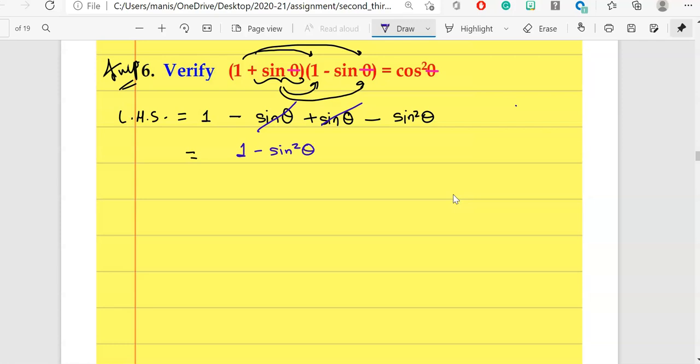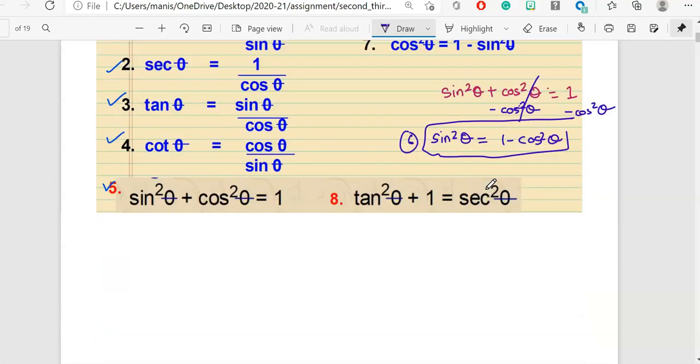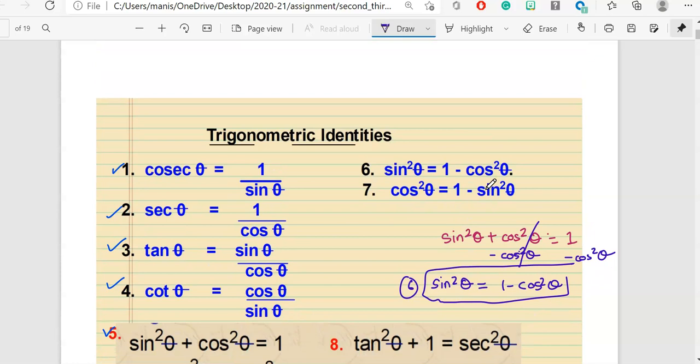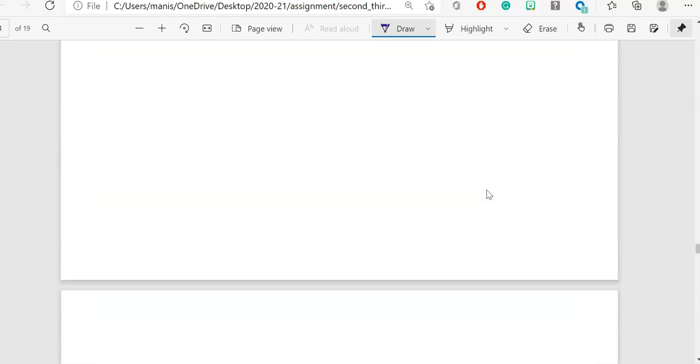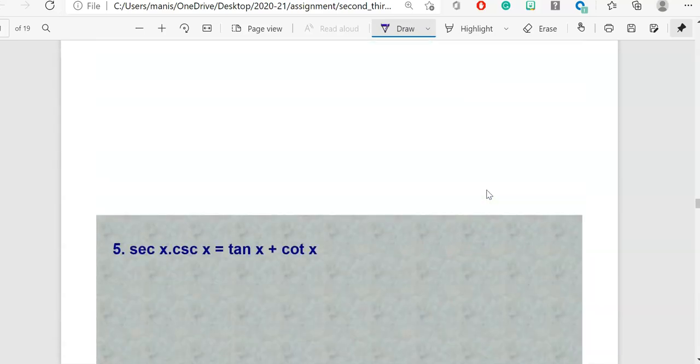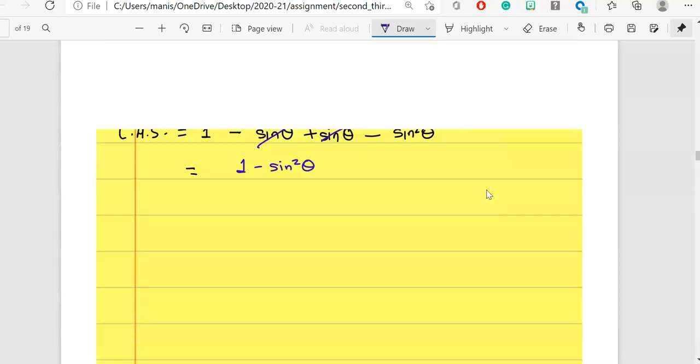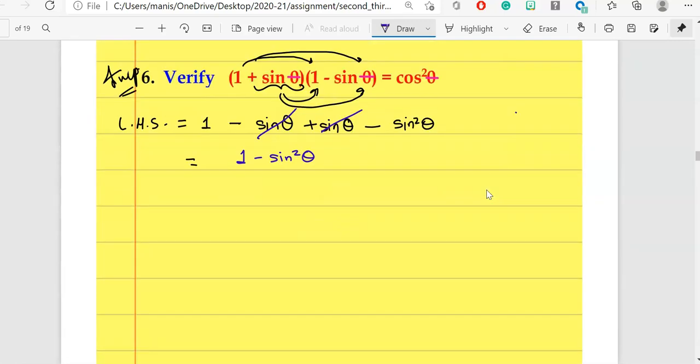Now at this place, I want you to refer to the formula sheet. 1 minus sine square theta, what is the formula for this? So look over here, look at formula number 7. 1 minus sine square theta is equal to cosine square theta. So when I come back over here, instead of 1 minus sine square theta, I can just write cosine square theta.